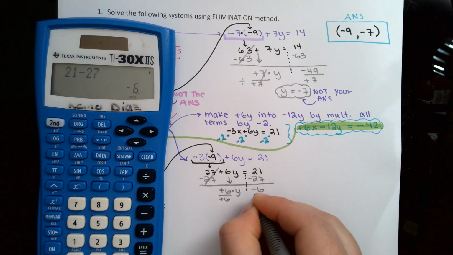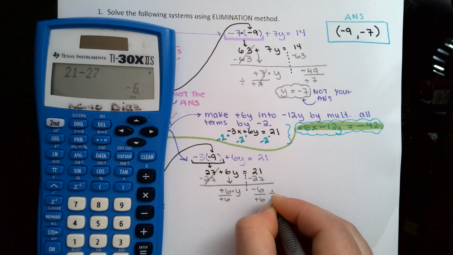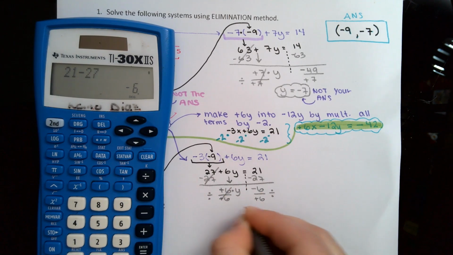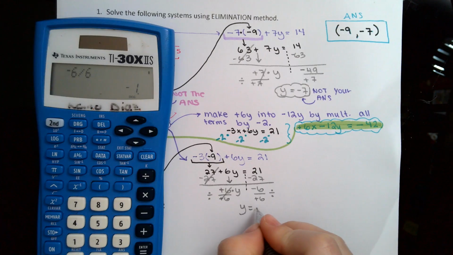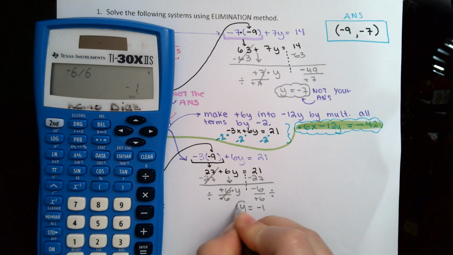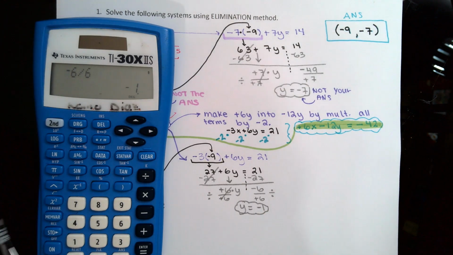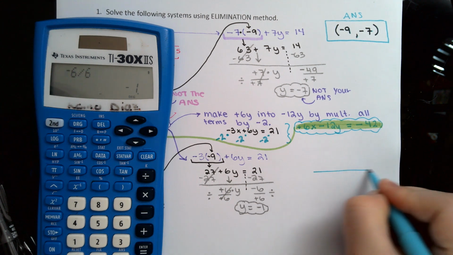Divide by a positive 6 both sides. And on one side, our goal is to remove. On the other side, our goal is to divide. Negative 6 divided by 6 is a negative 1. Again, thinking bubble, that is not your answer. So what is the answer? Let's create our answer box.